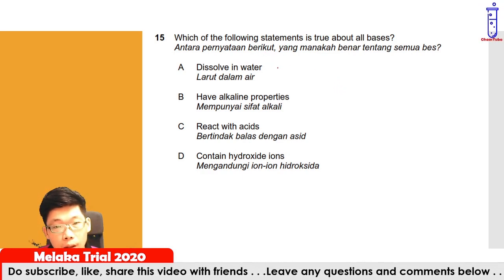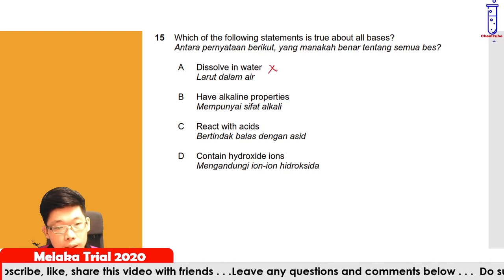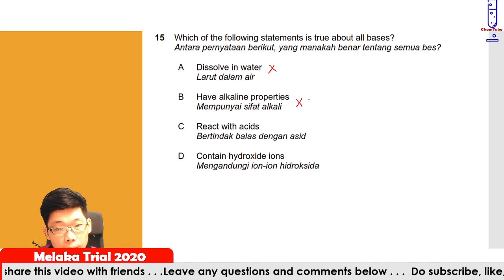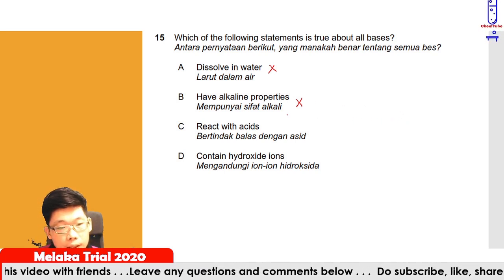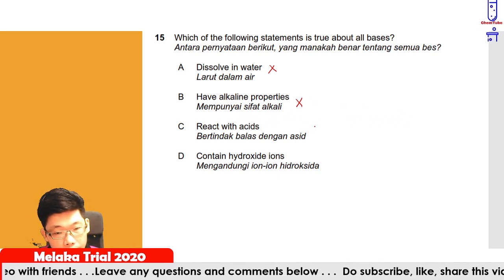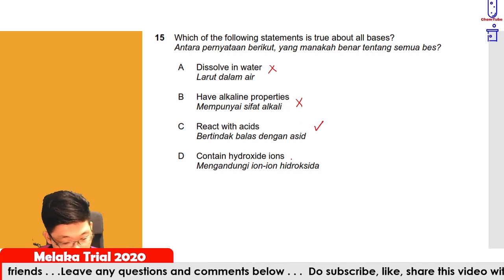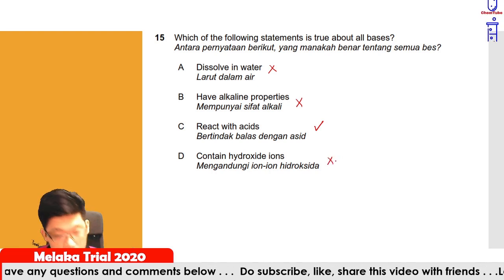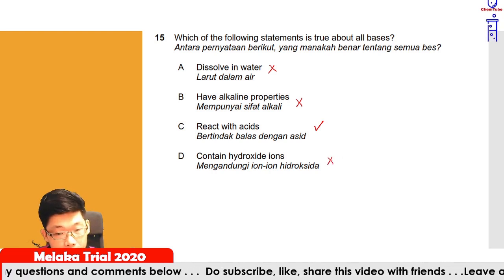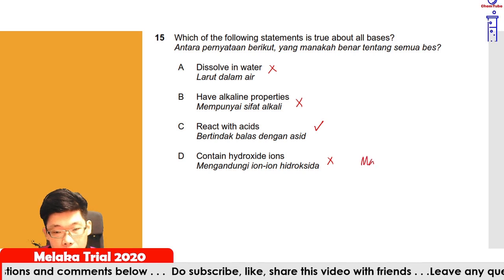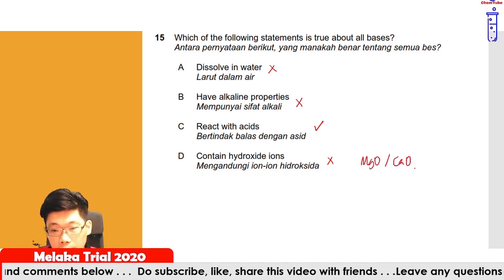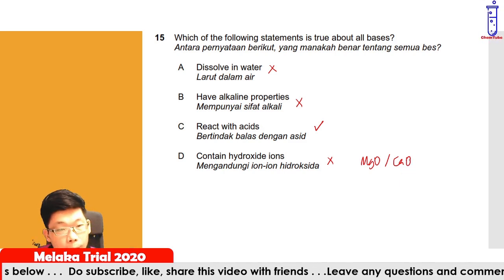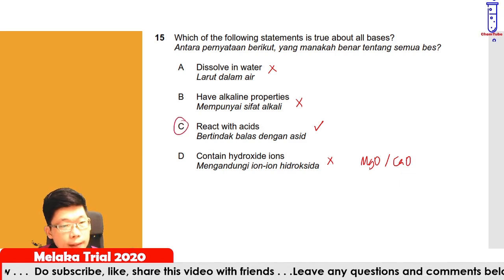Okay, no, not all bases dissolve in water. It has alkaline properties? Also, not all bases have alkaline properties. Yes, all bases react with acid, correct. Contains hydroxide ions? Not all bases contain hydroxide ions. For example, magnesium oxide and calcium oxide have no hydroxide ions. Okay, so C is the answer.